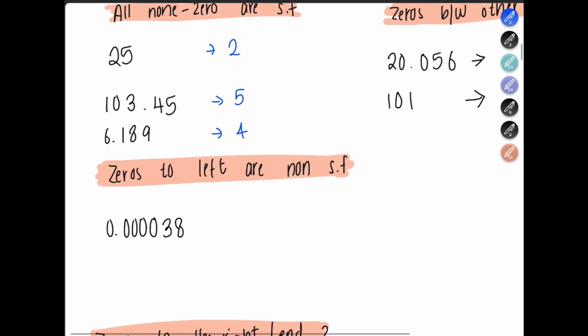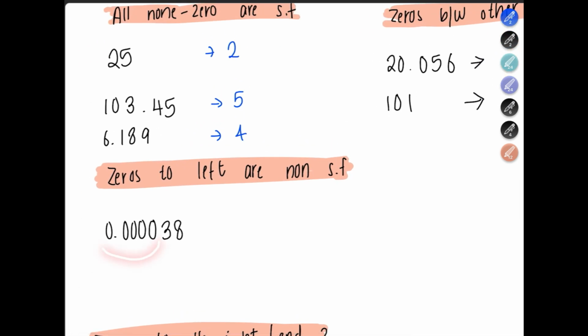Now what about zeros to the left? Are these part of the significant figures? No, they're not. You need to add them to make sense of the number. So in this question, you only have 2 significant figures, 3 and 8.